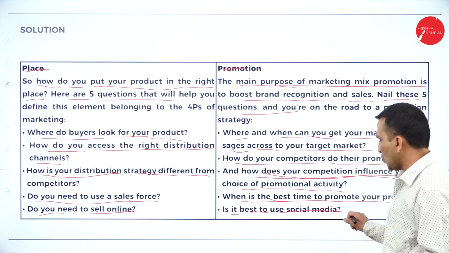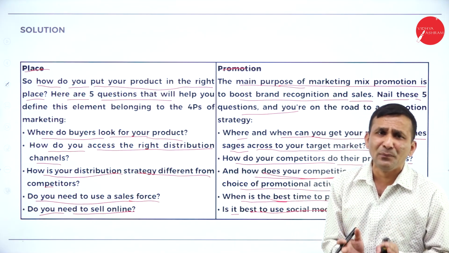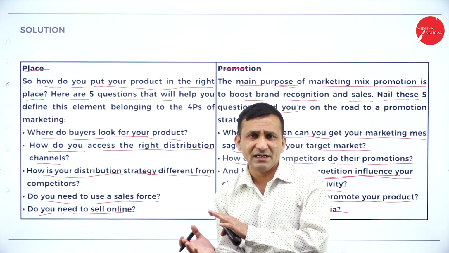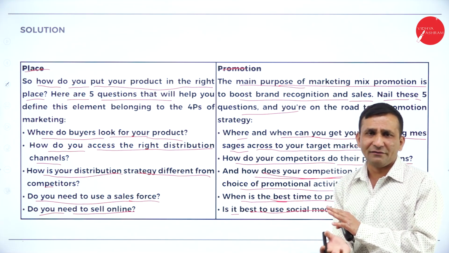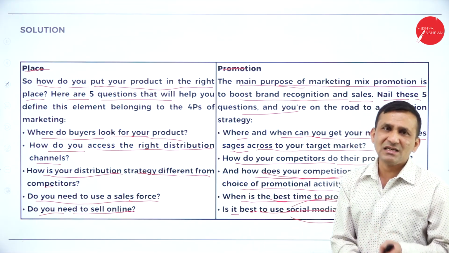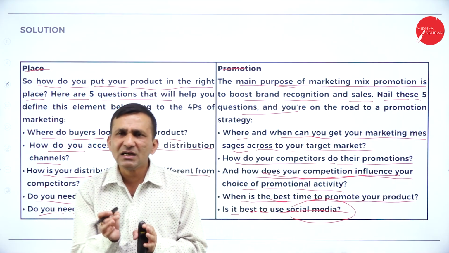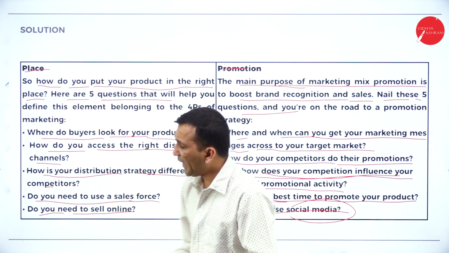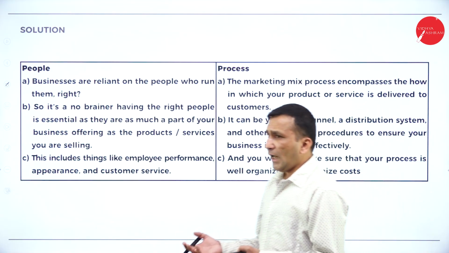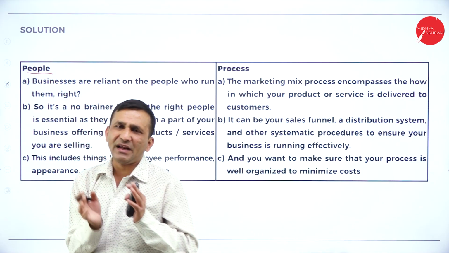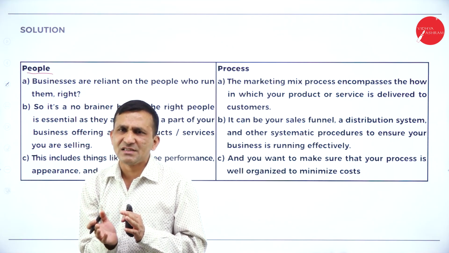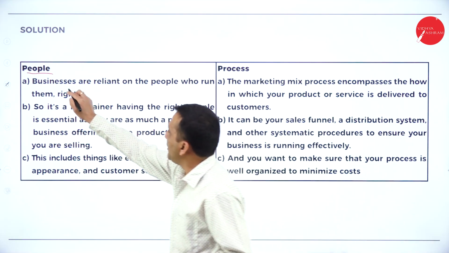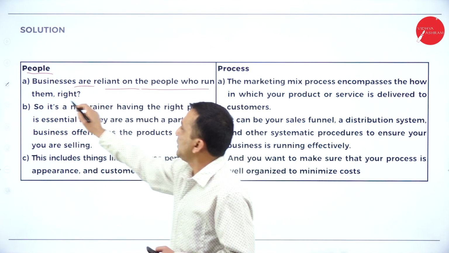It is best to use social media, which is very important nowadays. Everything in the market is diverting to the electronic marketing concept. So we need to create more awareness using social media, because in a family at least one person is using a mobile device, an Android phone, so they can have an idea about the product. And the fifth P is people, which is very important. In the case of service, without people we cannot do marketing. Here, businesses are reliant on the people who run them, right?